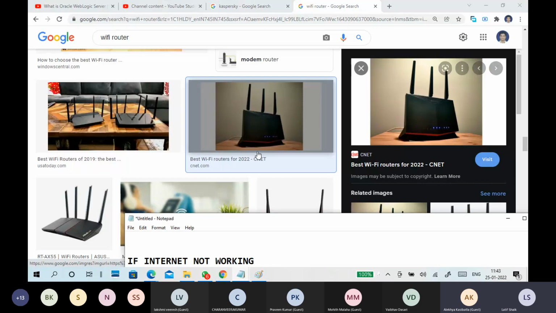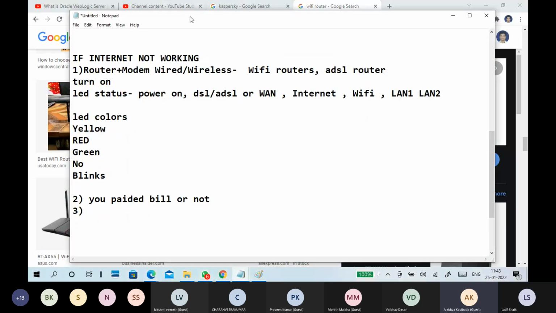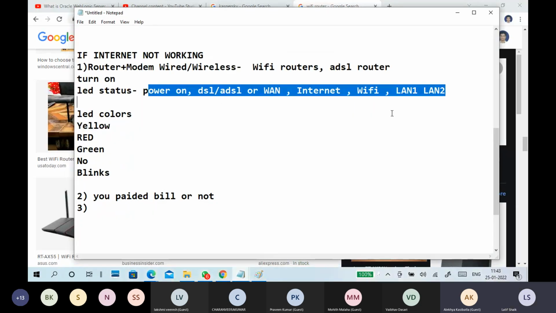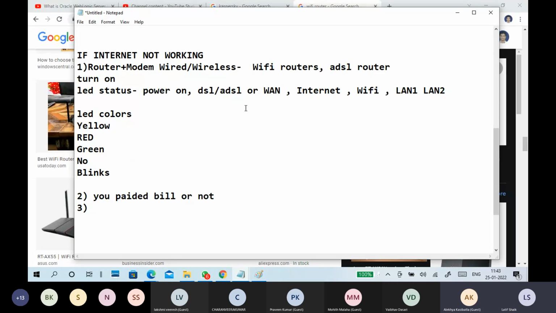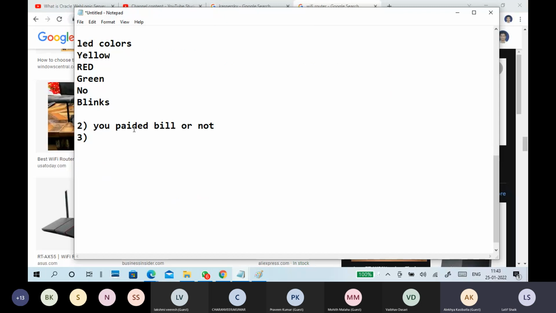Everything is good, every LED is blinking, but still you are not getting internet. So make sure, if you are using Wi-Fi, are you connected to the same Wi-Fi or not? That is also important. Same Wi-Fi or not? Okay.